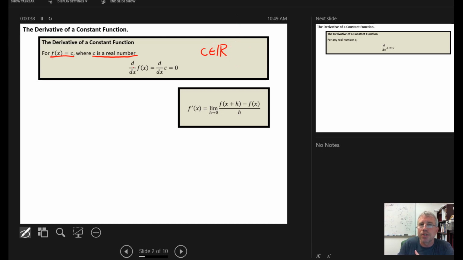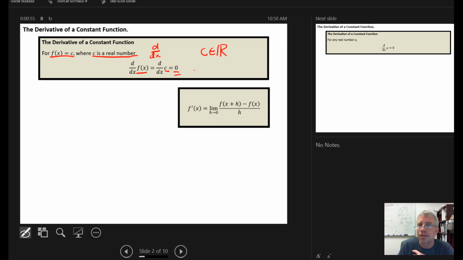And the claim is that if we take the derivative of a constant function, d dx of f of x, or d dx of c, where d dx tells us to take the derivative of the thing that comes directly after it, that the derivative of a constant is equal to zero.